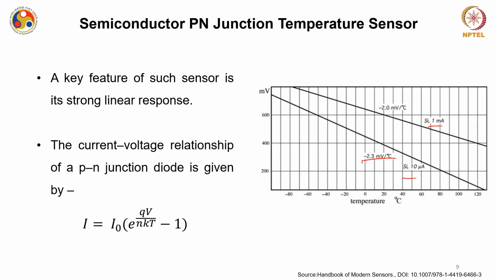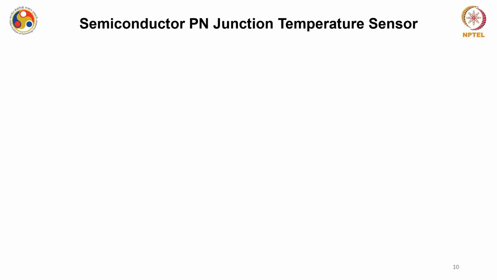Now, the current voltage relationship of a PN junction diode, we all know the popular diode current, which is the Shockley equation: I is equal to I naught into e power QV by NkT minus 1, where Q is the charge, V is the applied voltage, k is the Boltzmann constant, and all these notations are known.